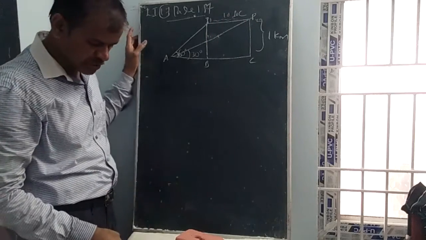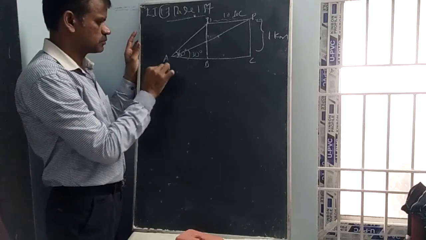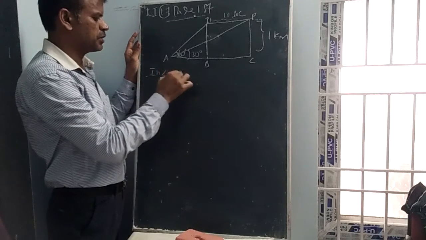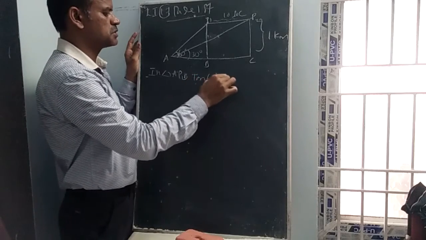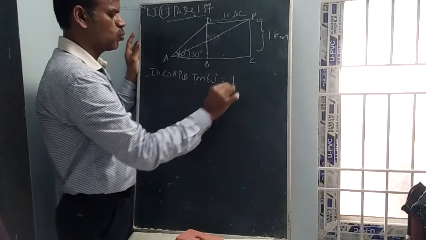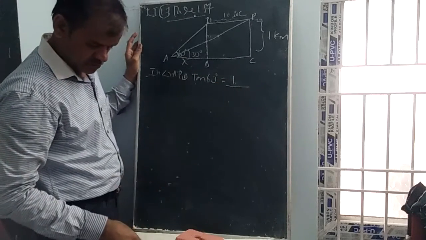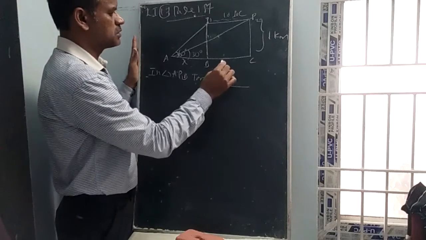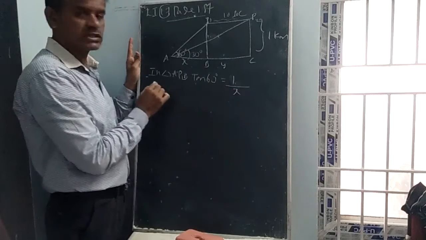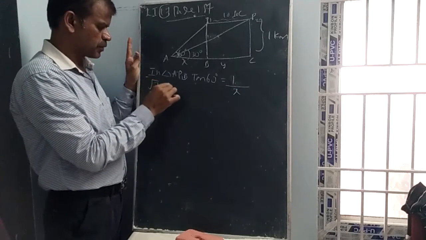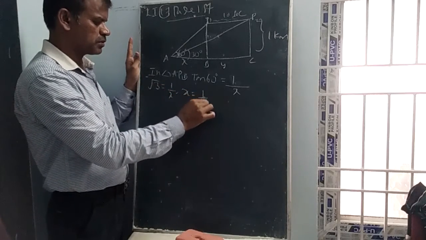We should calculate the speed of the aeroplane. This is the important bit. In triangle AP1B, tan 60 degrees is equal to height over base. The height is 1 kilometer, so 1 by x, where this is x. He did not give anything for this other part, so you can write y. Now, tan 60 is root 3, so root 3 equals 1 by x, and x is equal to 1 by root 3.